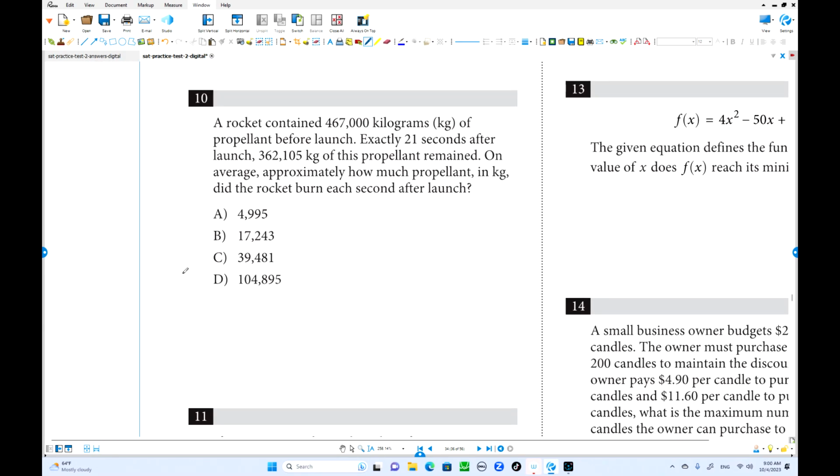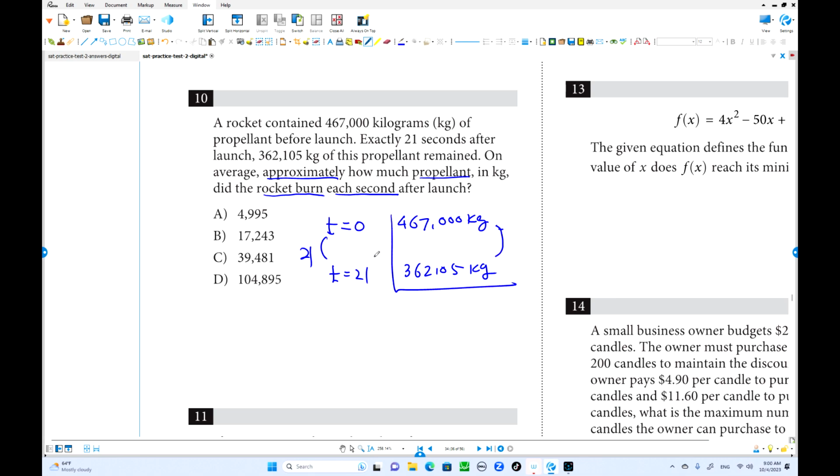A rocket contained 467,000 kilograms of propellant before launch. Okay, before launch is what? When time equals zero, that is 467,000 kilograms of propellant. So after 20 seconds, so at 21 seconds, they have 136,105 kilograms. So the average, approximately, okay? How much propellant does the rocket burn each second after launch? For the 21 seconds, they spent this much. So approximately, okay? They say approximately.